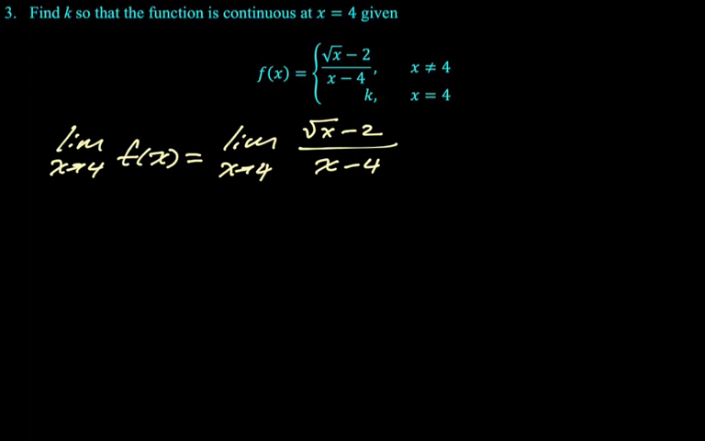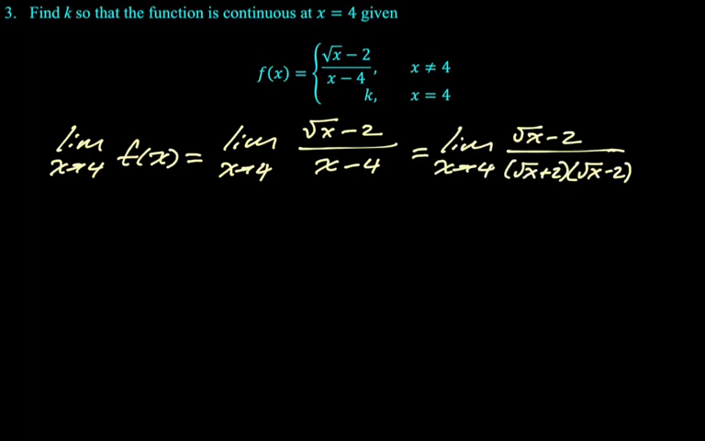I'm going to factor the denominator into the square root of x plus 2 times the square root of x minus 2, which gives us this. And then you can see the square root of x minus 2's cancel. So now we just have the limit as x approaches 4 of 1 over the square root of x plus 2. Now I'm going to let x equal 4 because I can do that without a problem. Square root of 4 is 2, so I get 1 over 2 plus 2, which is 1/4.